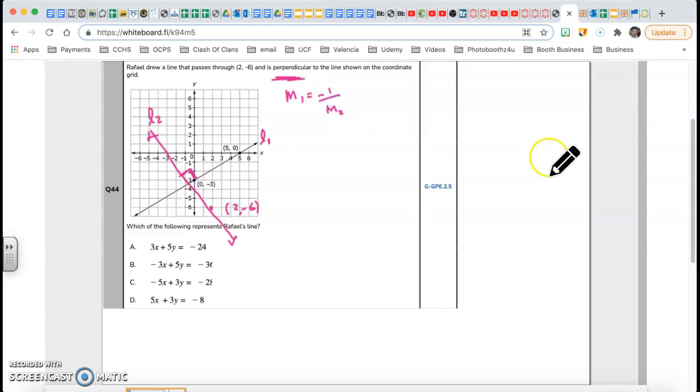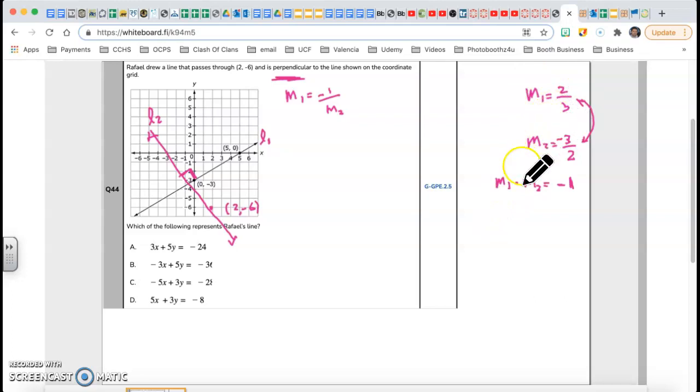Let me give an example of this. Opposite reciprocal. Let's pretend the slope 1 is 2 over 3. Then if line 2 is perpendicular to this, the slope here will be the reciprocal, which is flipping the fraction. And if my first slope is positive, then the second one is negative. Now these two are called opposite reciprocal to each other. If I want to verify if two lines are perpendicular, I multiply the slopes, and I need to get -1. If I get -1, that means the two lines are perpendicular to each other.